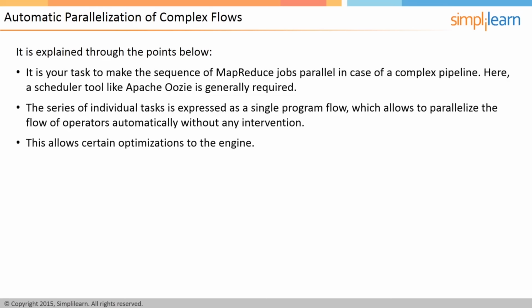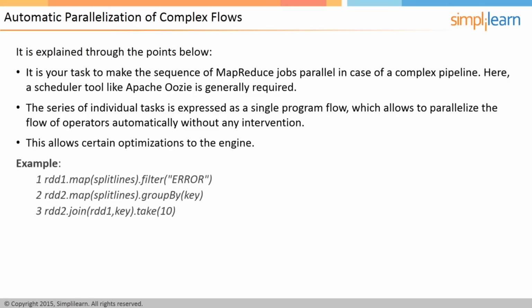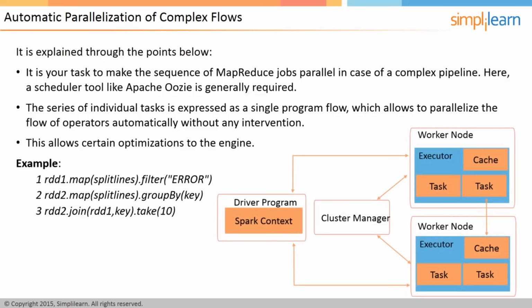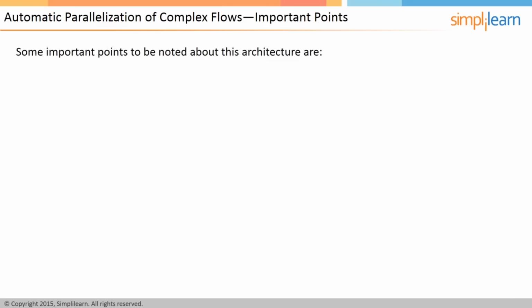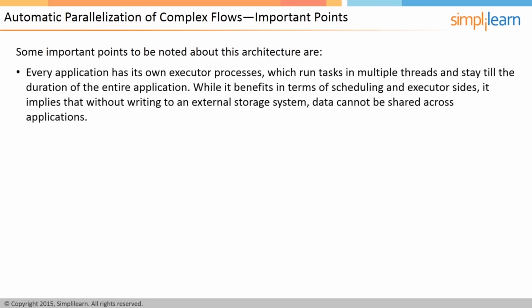An important point about this structure is that every application has its own executor processes, which run tasks in various threads and stay till the duration of the entire application. While it benefits in terms of scheduling and executor sides by separating applications, it also implies that without writing to an external storage system, you cannot share data across applications of Spark. Another feature is the agnostic behavior of Spark to the underlying cluster manager.